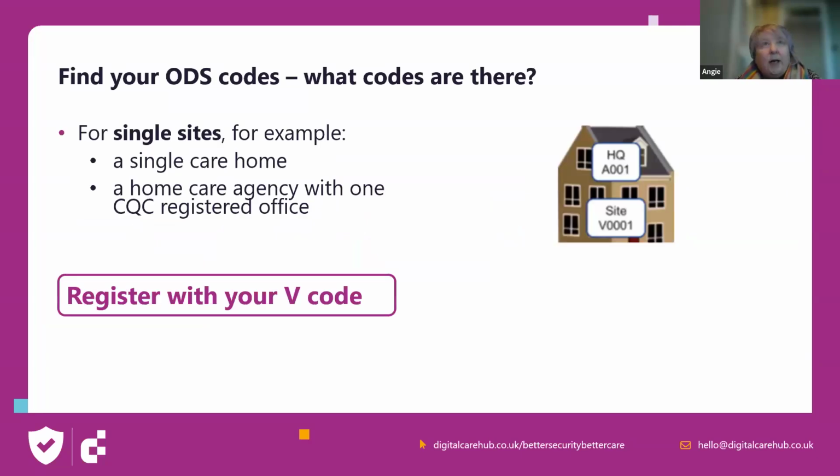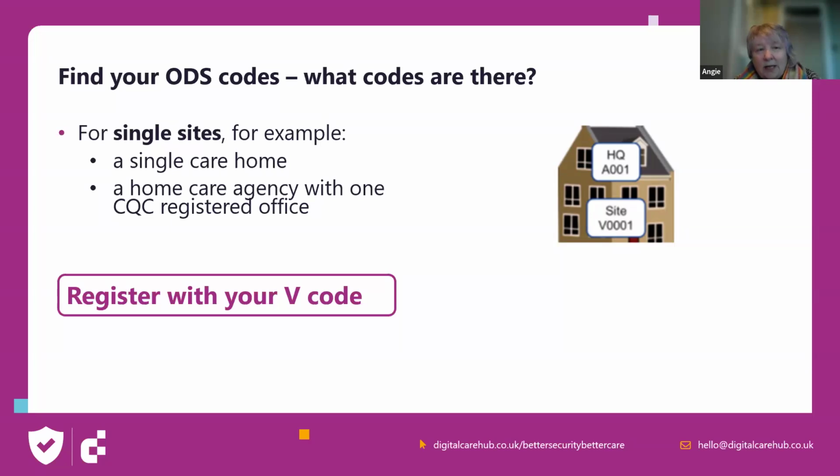So, as we said, the next slide. So the first thing you need to do is find your ODS code. For every organisation, there's a head office code plus a site code for each site. So you'll have two codes, even if it is one site. It's the strange way it's set up, but not to panic, okay?